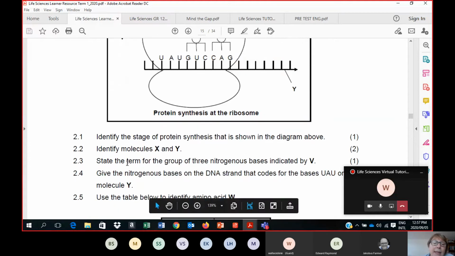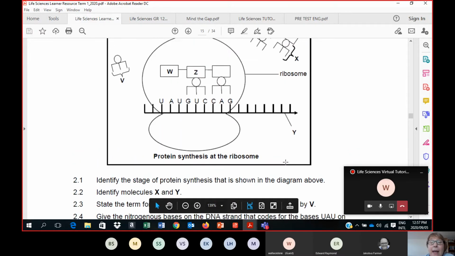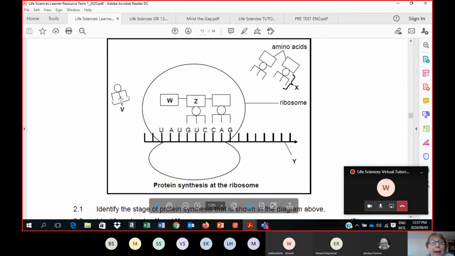Then it says state the term for the group of 3 nitrogenous bases indicated by V. Now, this is V over here. On your DNA molecule, your nitrogenous bases are arranged in groups of 3, and we call those base triplets. And then on the messenger RNA, those same base triplets are called codons.